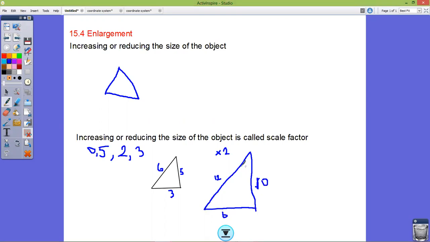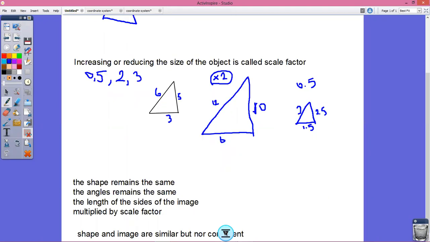Now, here the scale factor is what? Scale factor is 2. Or scale factor can be 0.5. What are we going to do at that time? Okay, this will be 3 at that time. This side will be 2.5 and this side will be 1.5. Now the scale factor works in this way.